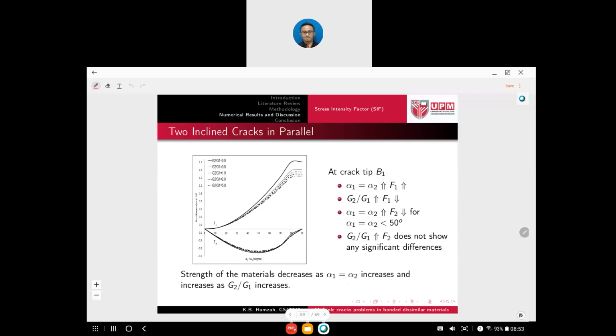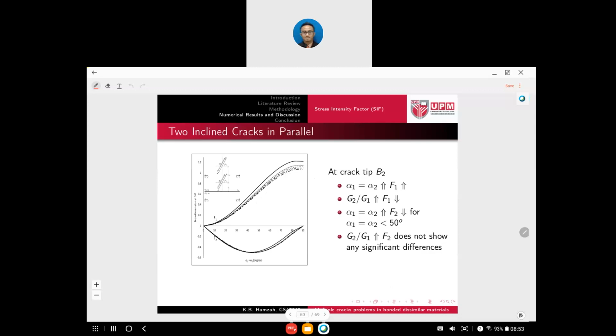as alpha 1 equal to alpha 2 increases and increases as G2 over G1 increases. At crack tip B2, we can see that the strength of the material decreases as alpha 1 equal to alpha 2 increases and increases as G2 over G1 increases.